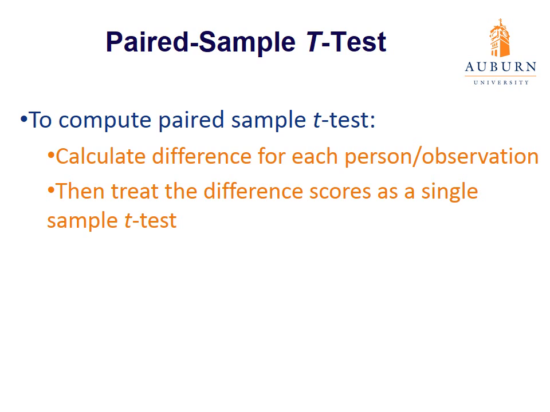So to compute a paired sample t-test, we'll calculate a difference score for each person or each observation. We then treat those difference scores as a single sample t-test. And if you do that, then learning a paired sample t-test should go fairly quickly. Now again, we've talked about some conceptual things here today that you'll need to know conceptually, but mathematically it's very similar to what we've done in the previous module.